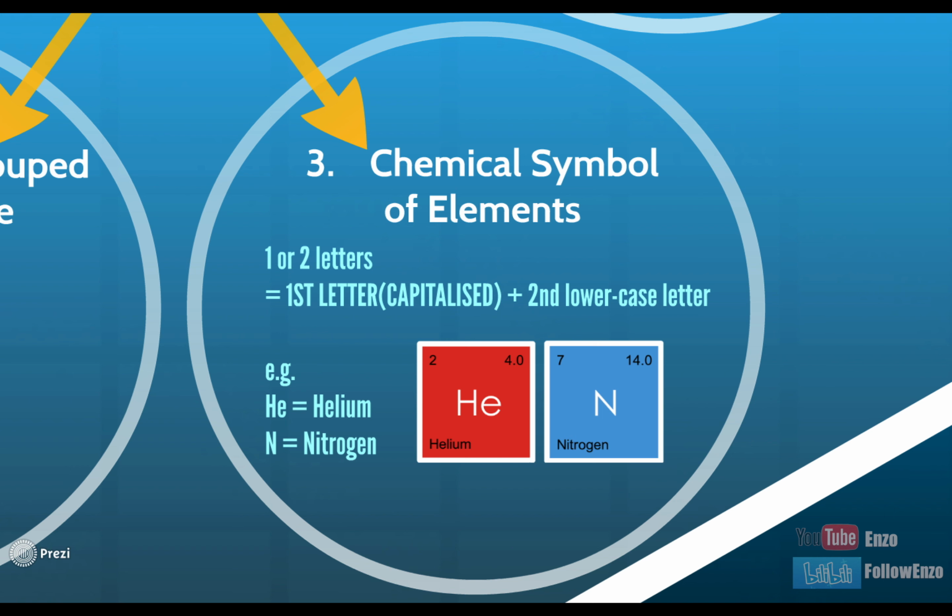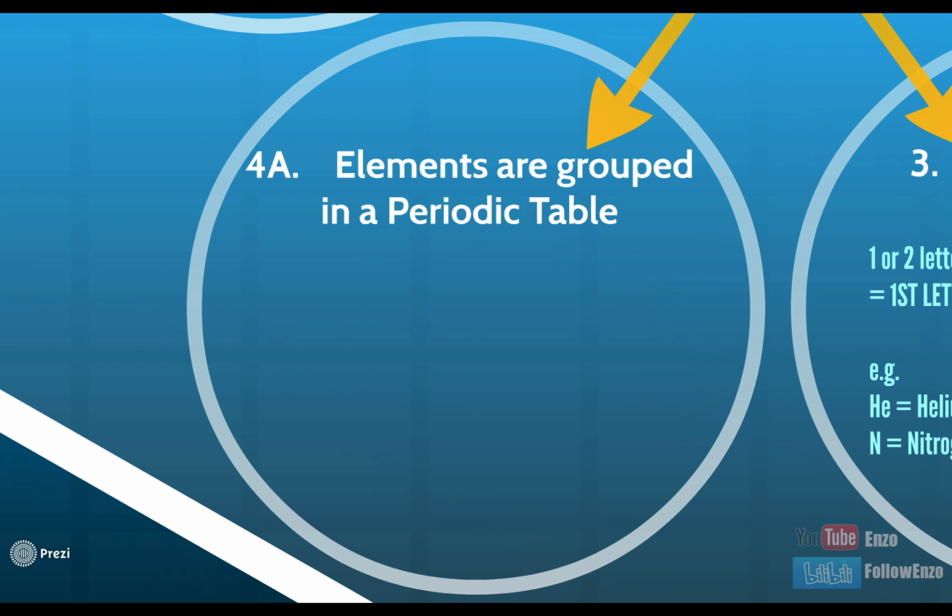And we will use chemical symbols frequently in this subject. They represent substances in a concise way, which is why I love them. Okay, our last topic is the periodic table. This table provides a reasonable way to group elements.